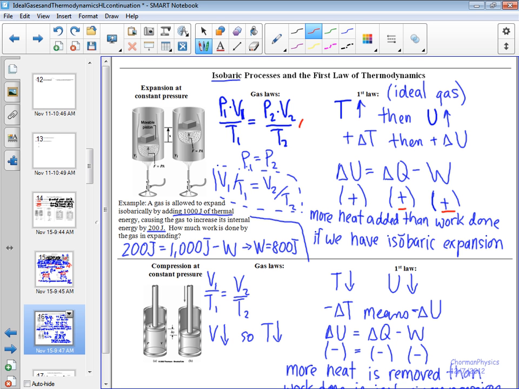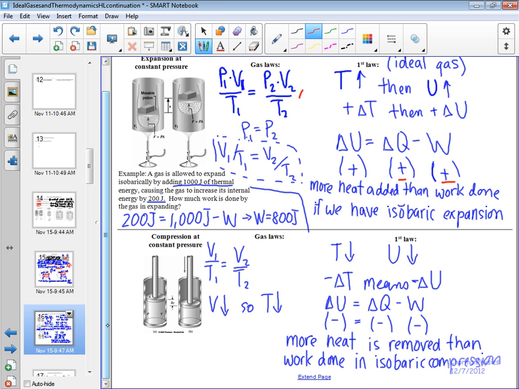So, our example here is that we have 1,000 joules of thermal energy causing the gas to increase its thermal energy by 200 joules. So how much work is done in expanding the gas? You can figure that out there.